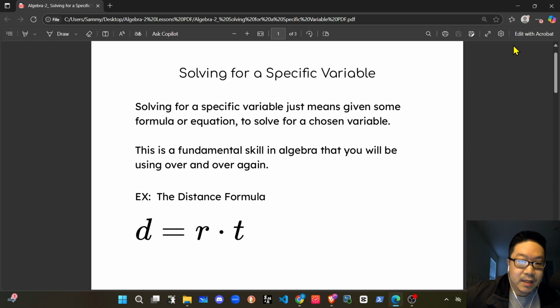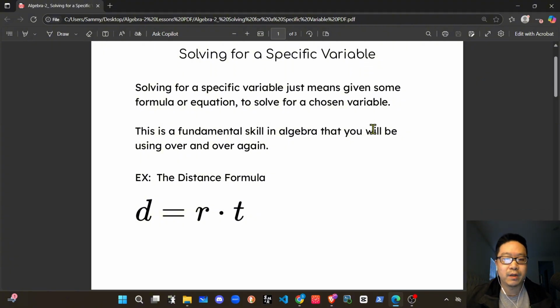Hi, in today's lesson, we're going to be solving for specific variables. Solving for a specific variable just means, given a formula or an equation, solving for a specific or chosen variable. And this is going to be a fundamental skill in algebra going forward.